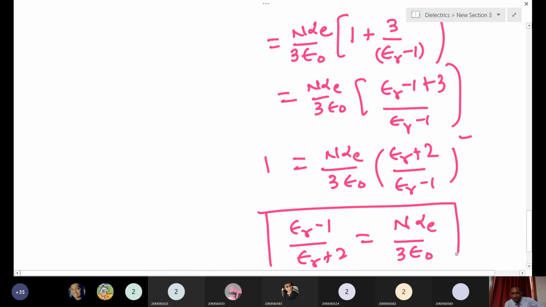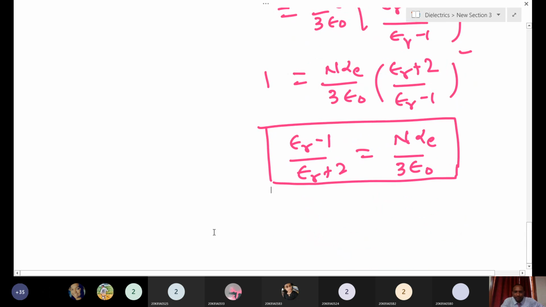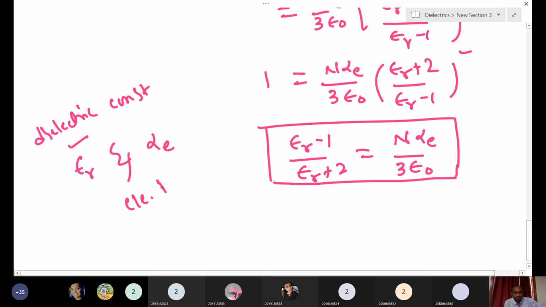This final expression gives the relationship between epsilon r, that is the dielectric constant, and alpha, the electronic polarizability. So this gives the main relationship between dielectric constant and polarizability. Here, what is capital N?